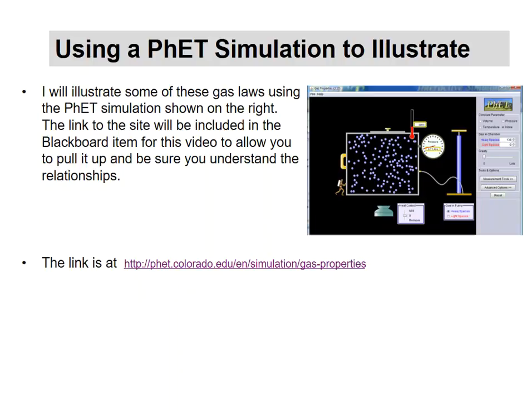So we'll go ahead and use a PhET simulation again. We've used these before. And what I want to do is take a look at this one, and we're going to look at different types of pairings of variables in here. So this is the link for it down here. I also put that in a Blackboard item, so you can click on that link and go to here if you want to. What we're going to do is use a simulation.